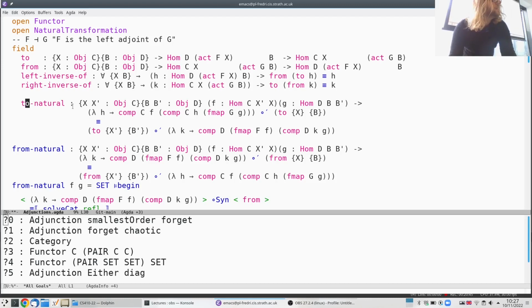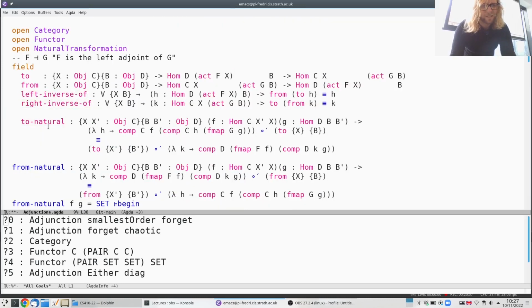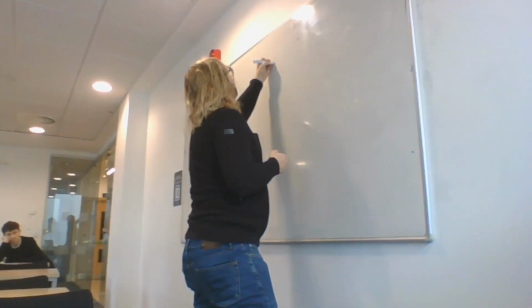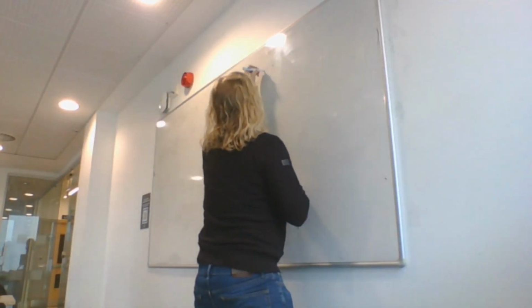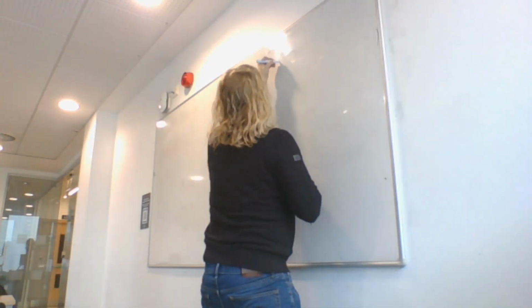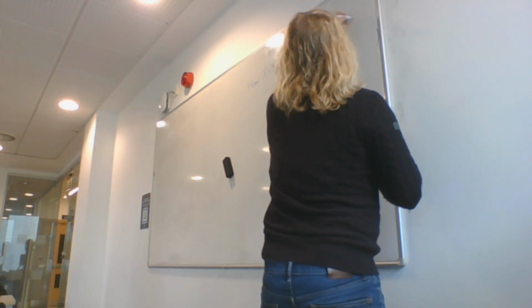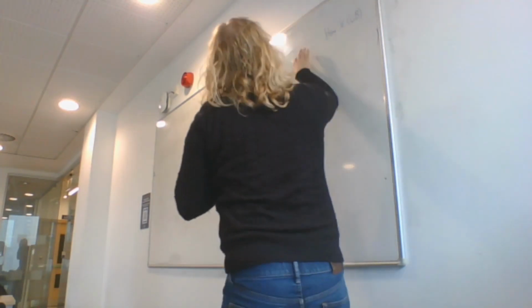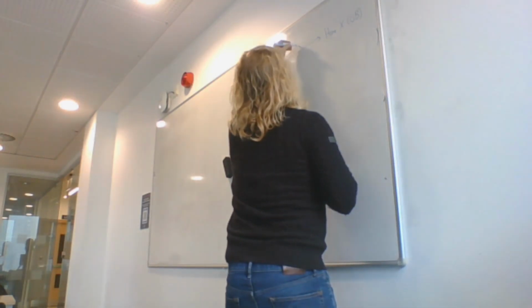So here I define from natural, which is using the solver, and it's using to natural here in the middle, right? But okay, so what is this to natural saying? I think it's board time again. We have a way to turn a hom f of x b into a hom x g of b, right? So here on the whiteboard, I'm not writing out the act. I'm letting you fill in the act. So that's what the to was saying, right?